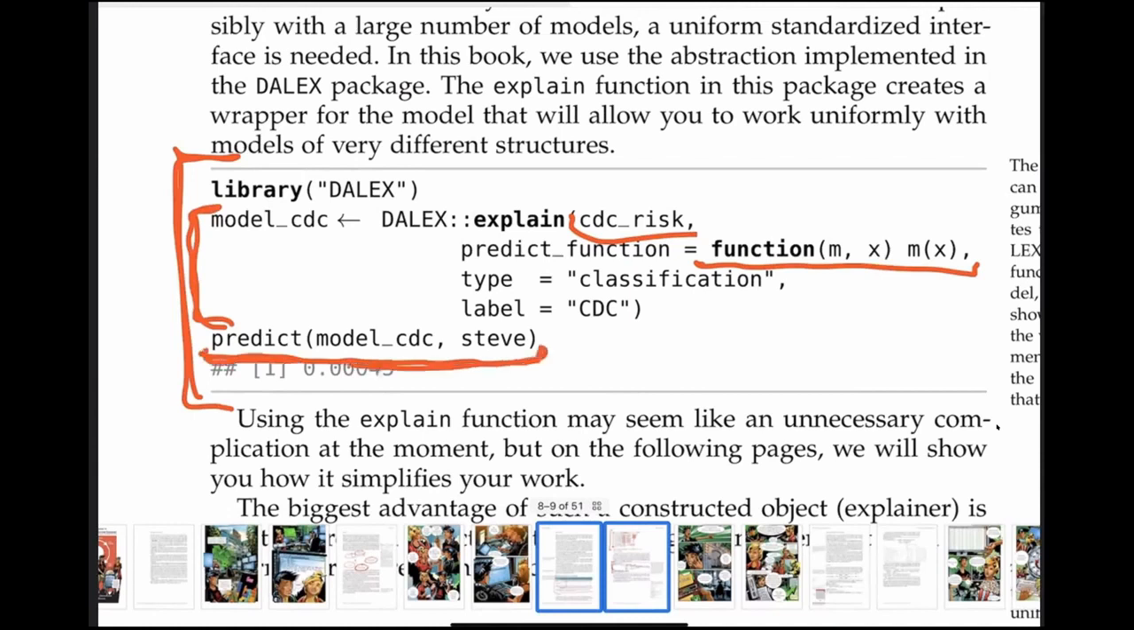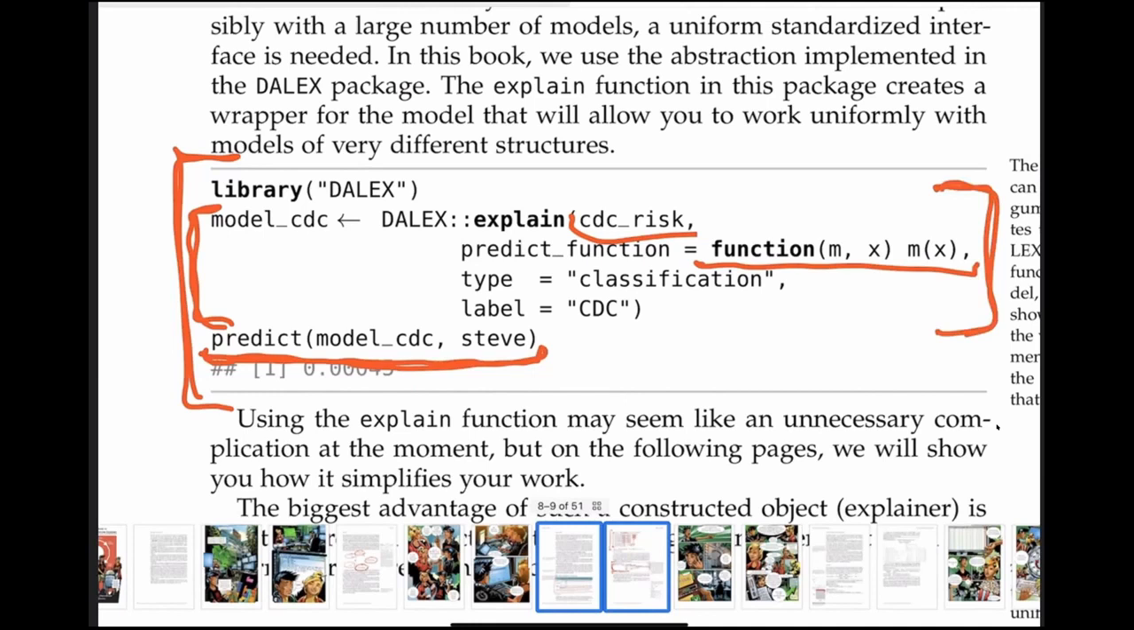And I guess that those of you who have experience with R know that some models by default return vectors with numbers, some return data frames, some of them return categorical variables. So here, this explainer is needed to have this uniform interface. Okay, so this is the first model.